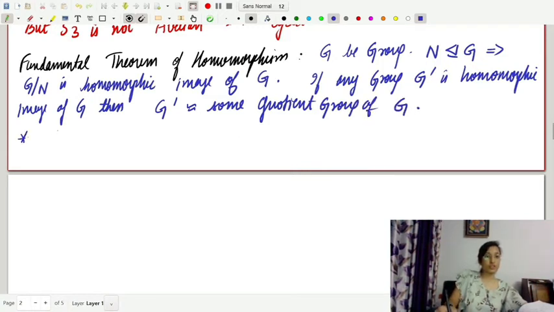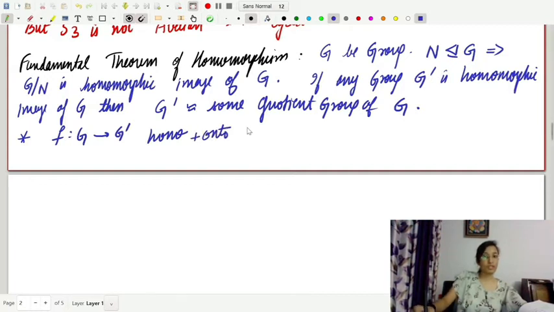What is its weaker form? If f from G to G dash is a homomorphism, and onto homomorphism basically, then G dash is isomorphic to G modulo the kernel of f. It is a stronger form.